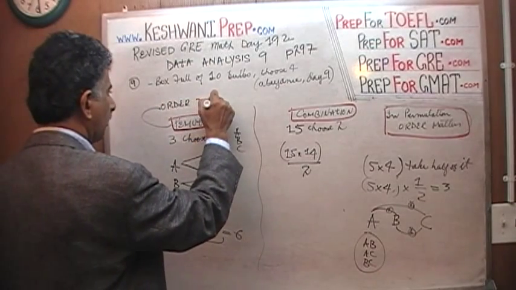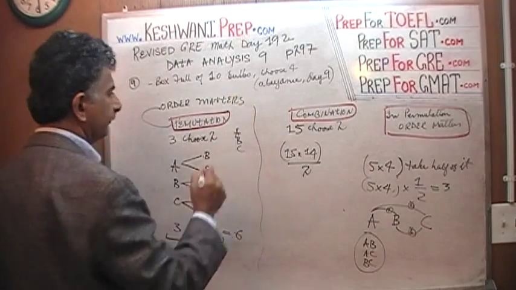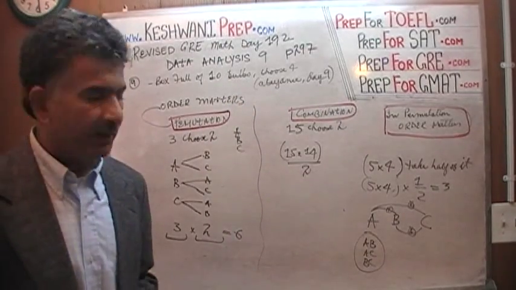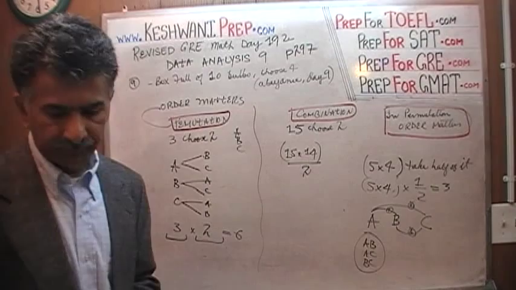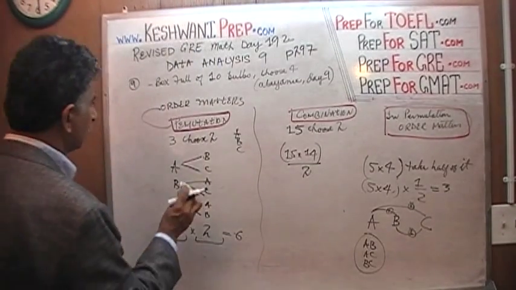Order matters here. Here it does not. Since the order does not matter, whatever that product is, we have to take half of it. Now let's go to something a little bit more complicated.